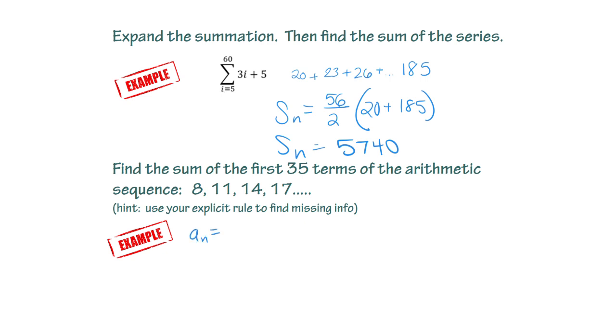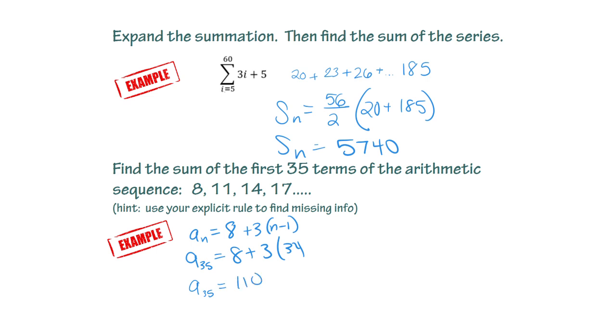So the explicit rule would look like this. The first term is 8. It looks like we are adding 3, so plus 3, and then n minus 1 times. That right there, that's your explicit rule. Anytime you have to find the explicit rule, that's where it is. Now, I'm going to use my explicit rule to find the 35th term. So to find the 35th term, it's going to be 8 plus 3 times 34. And that gets me 110.